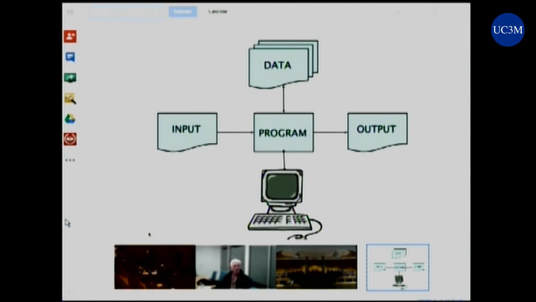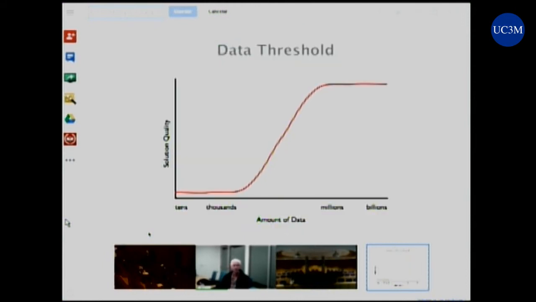But in recent years, some of the focus has shifted to the top, to say it's hard work to produce programs. And maybe if we're able to collect more data, we can do less work on the programs and more work on processing the data in a clever way. And we find that a lot of the problems we see at Google follow this pattern of a data threshold. So here, schematically, I have along the bottom axis the amount of data you have, from tens of examples up to billions of examples. And the axis going up is the quality of your solution.